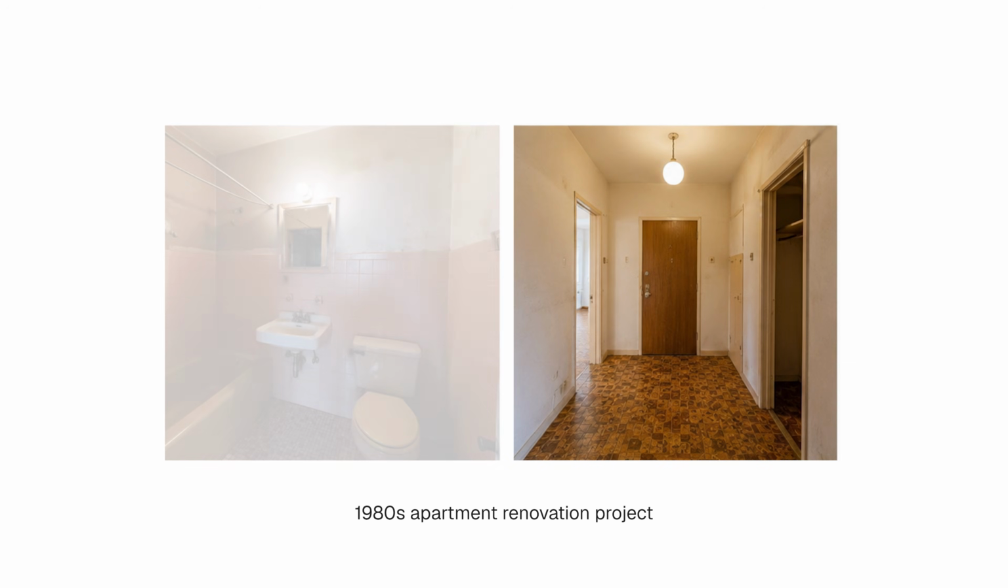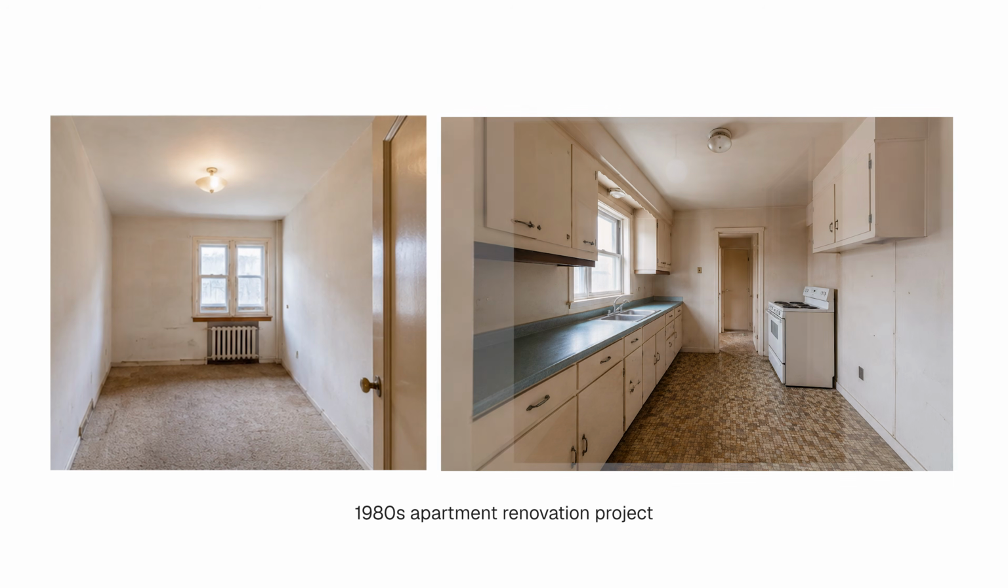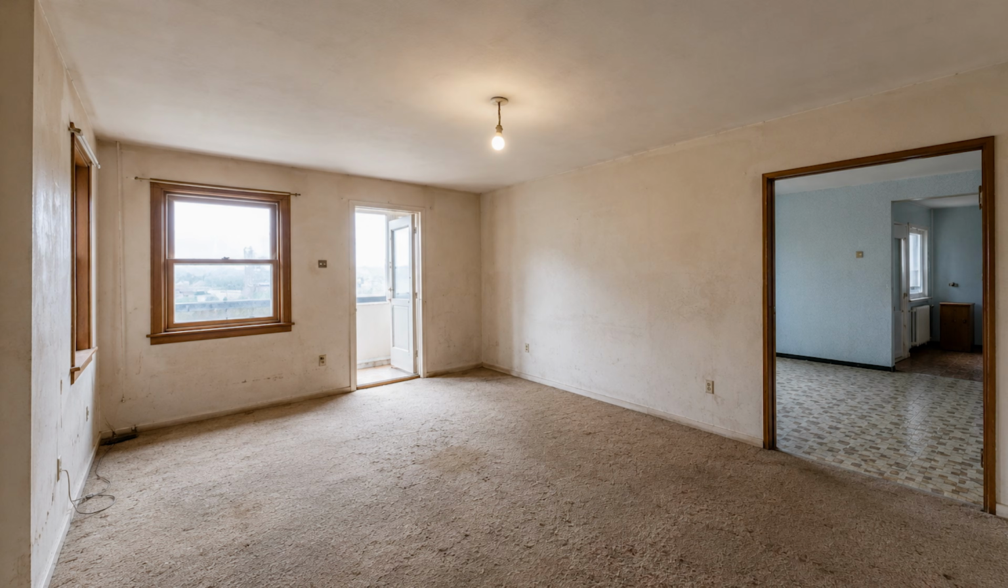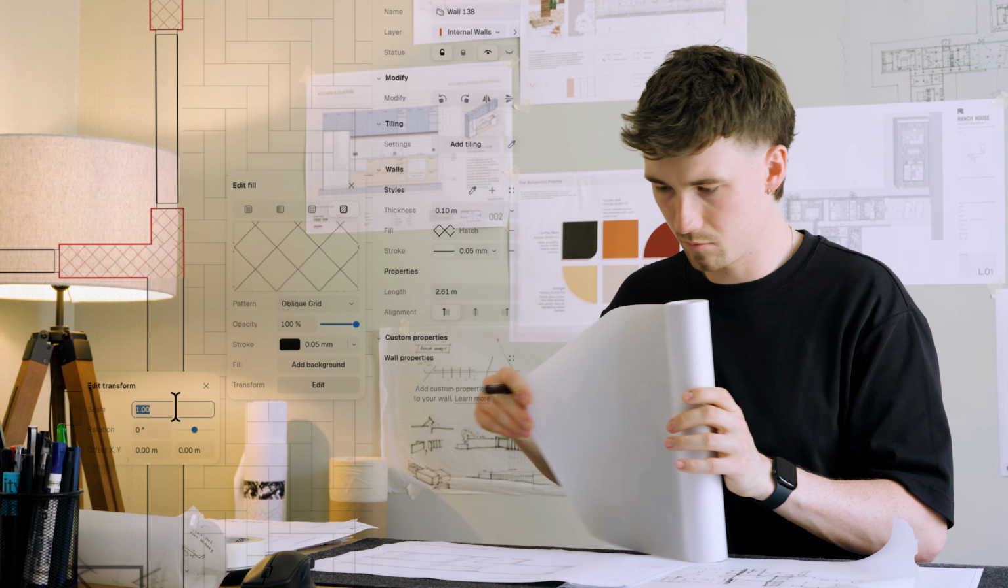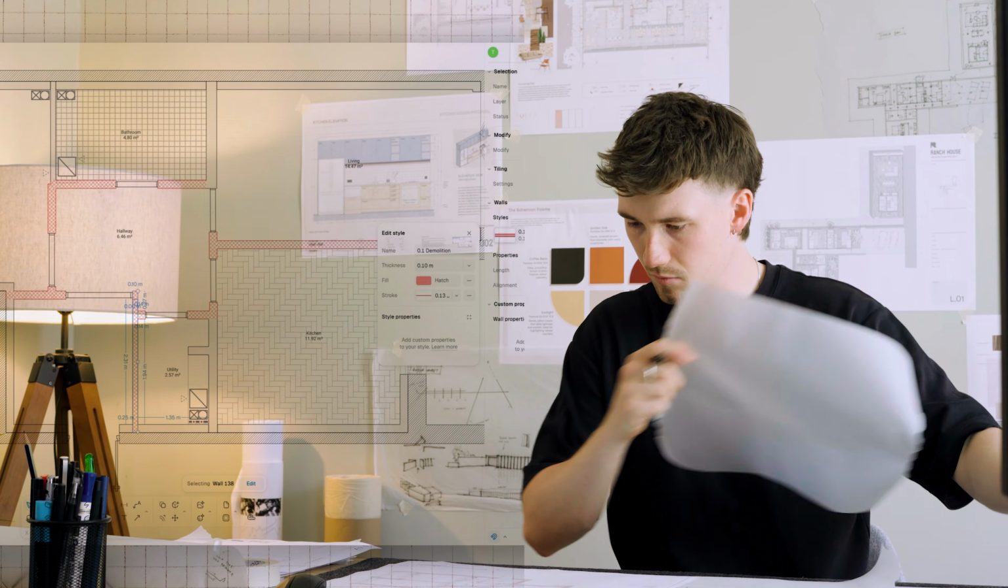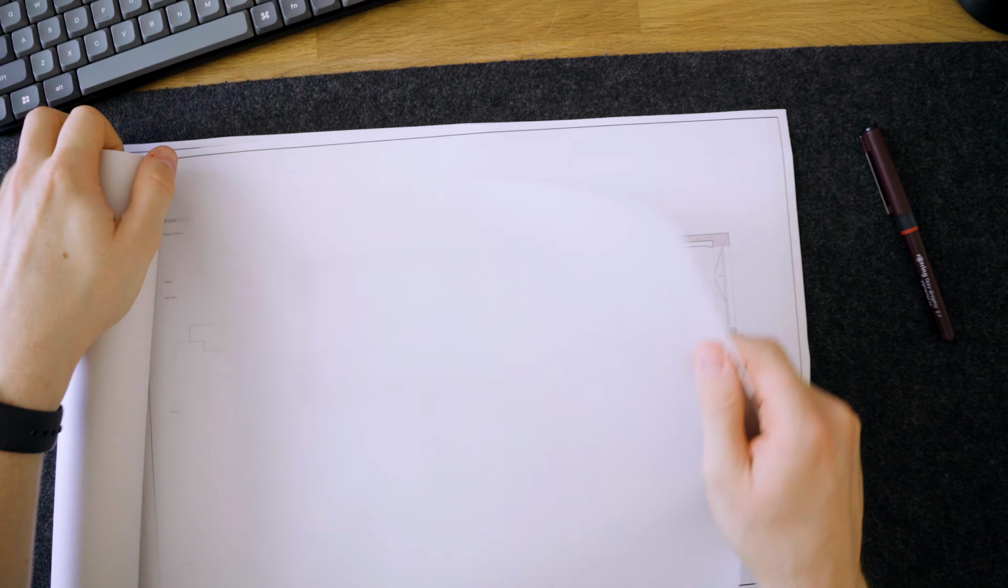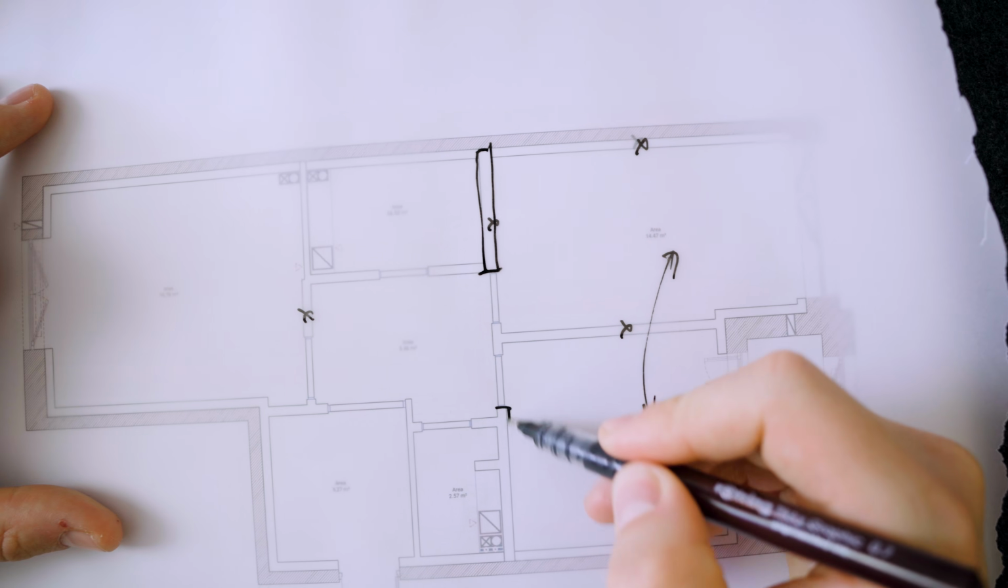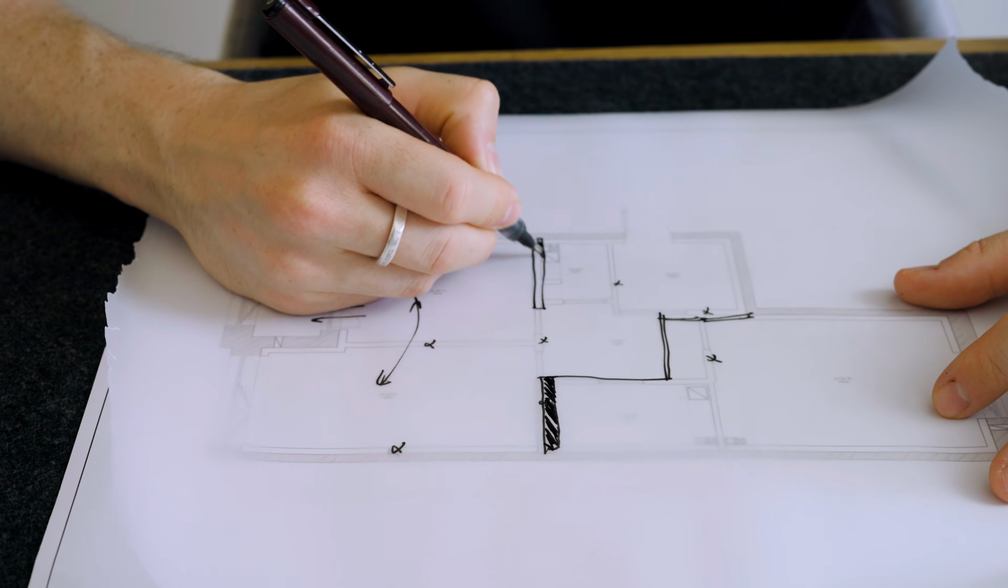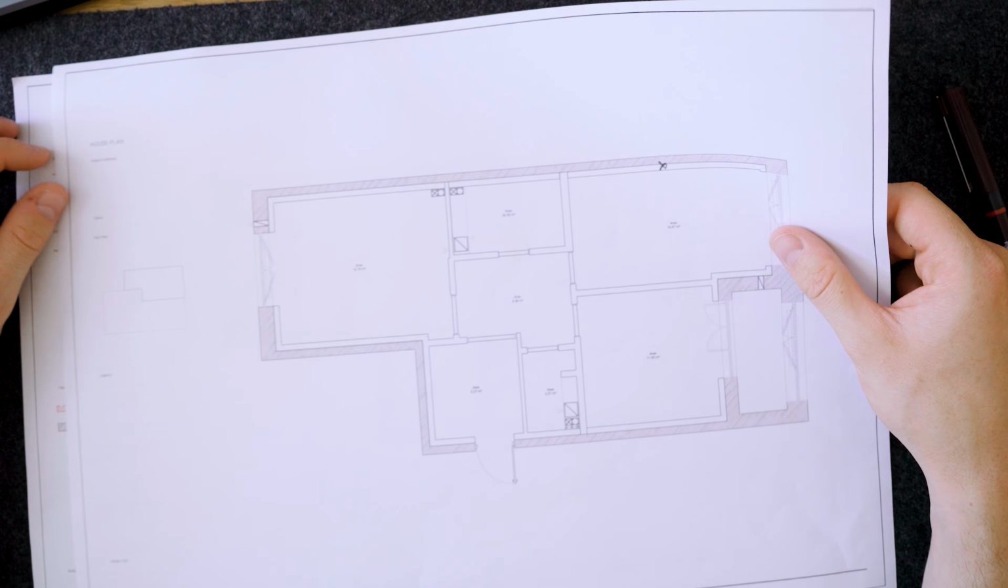So this is a 1980s apartment block. It needs to be upgraded to the current sustainable standards and reconfigured internally to create a more open plan layout. In this video, I'm going to show you the demolition drawing process, taking the existing floor plan, identifying what's being demolished and what's being retained. So from this to this.